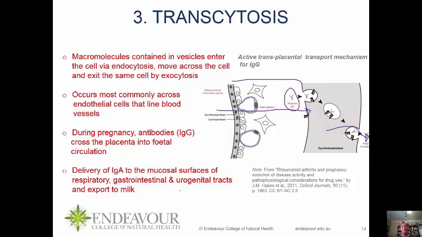Okay, some other areas where it happens as well is delivery of IgA, so they're antibodies, to the mucosal surfaces of the respiratory, gastrointestinal and urogenital tracts, and also export into the milk. So it's how your antibodies get into the milk. Okay, so that's transcytosis.